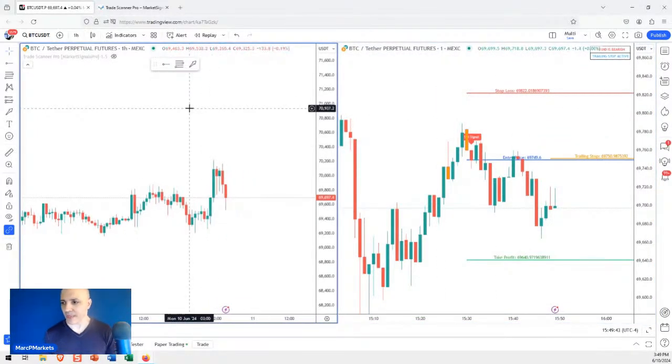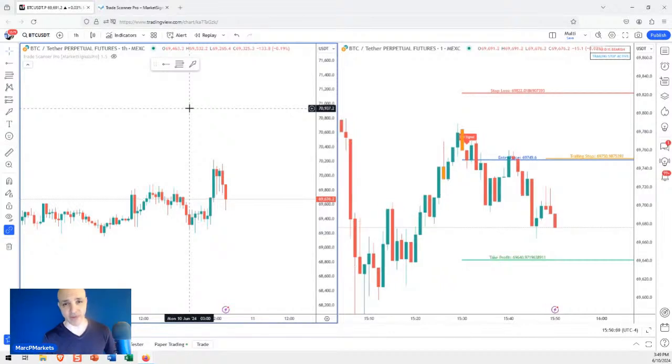TradeScanner Pro is not a magical signal tool. Please, if you're a beginner, get this through your mind now. It does not have a 90% win rate. The win rate is typically 50%. Win rate is a function of the environment. There's no magic here, okay?